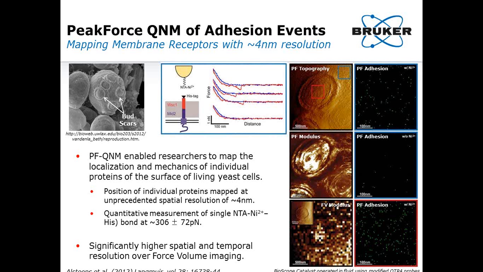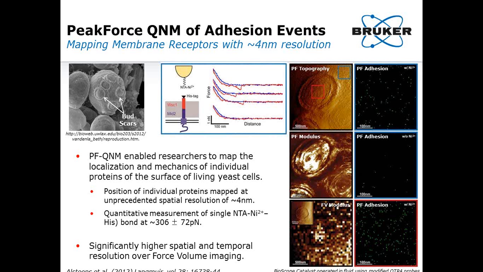The researchers stated that this difference in the observed number of sensor molecules was consistent with the notion that the walls of the bud scars are thinner than the surrounding cell walls, so there's a higher probability for the sensors to reach the cell surface. Control studies were also conducted and revealed a dramatic reduction in unbinding events when molecular recognition imaging was performed using an NTA-modified probe in the absence of nickel, shown in the middle right image. This supports that the observed interactions were specific and not non-specific interactions.